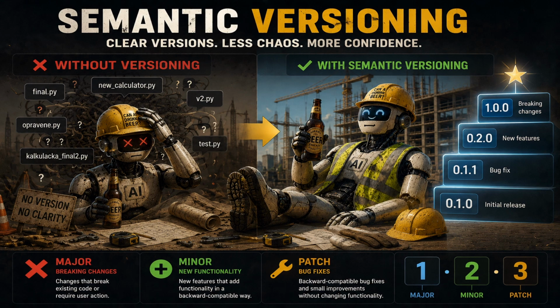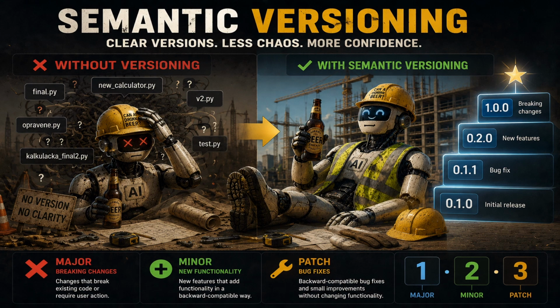Semantic versioning solves this problem with a very simple format: major.minor.patch. Each number has a specific meaning and tells other developers exactly what kind of changes were introduced in a release. The major version represents breaking changes. These are changes that require users to modify their code or adjust how they use the software.